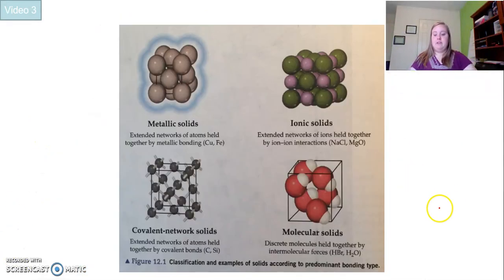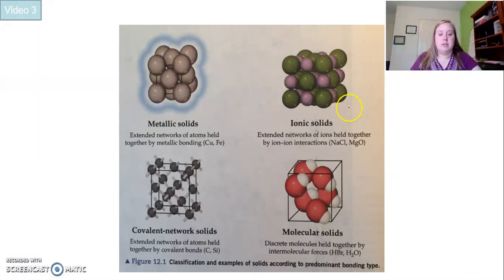This picture is the final picture that we're going to talk about in this video. And again, it just shows you the different types of solids. And so if you look at this first one on the left, it's a metallic solid. So it's an extended network of atoms held together by metallic bonding. So that sea of electrons, each one of these gray things is a different atom. So maybe you have a bunch of copper or a bunch of iron.